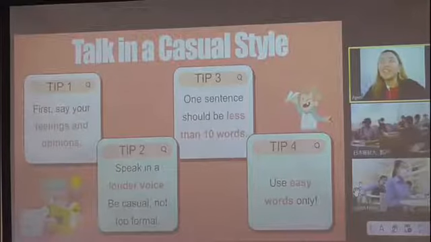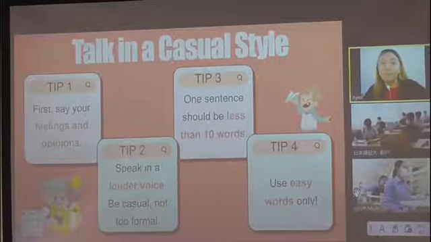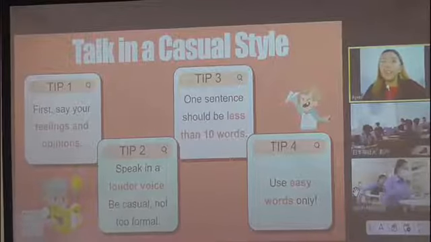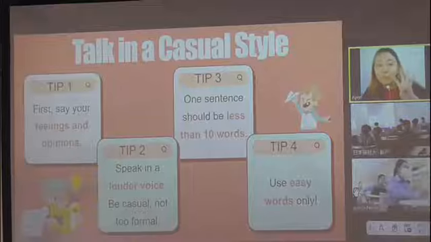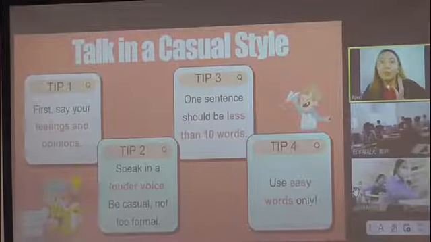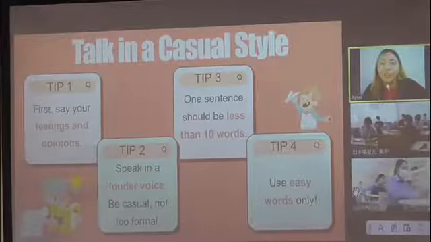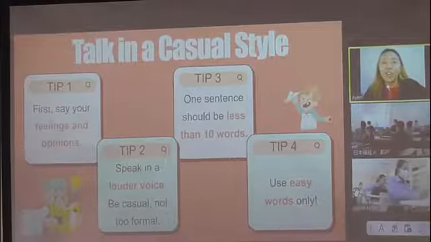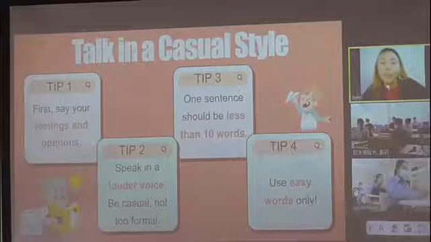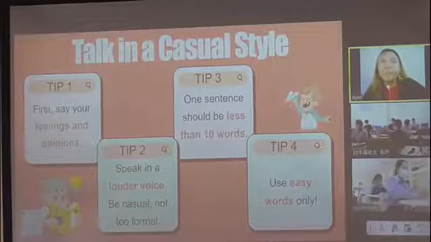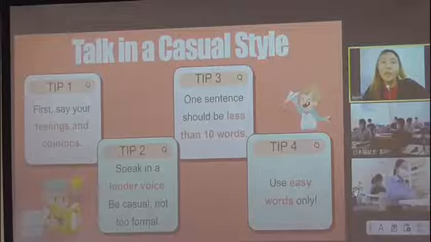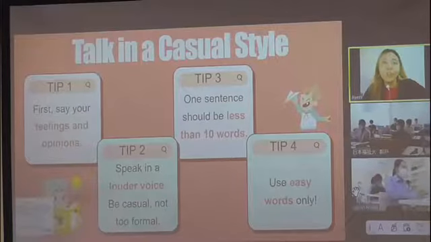Okay. This is a very important part. Here are just 4 tips on how to talk in a casual style, because talking in a casual style is like talking in a friendly way.